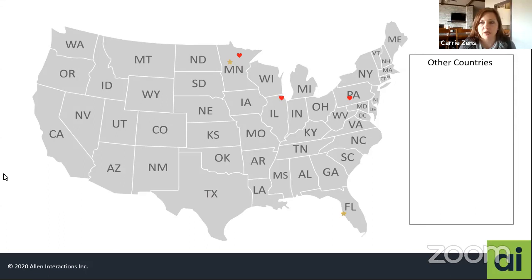And if you're not in the United States, we have a little box over on the side that you can share that. And you can use your annotation tool, instead of choosing the stamp, you can choose text and then you can type.